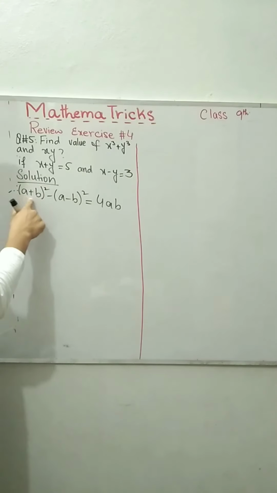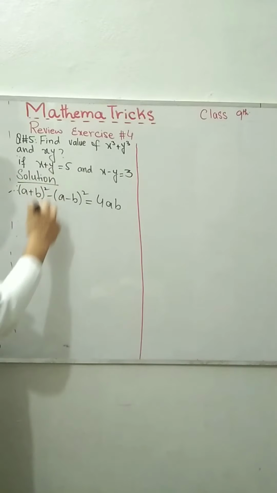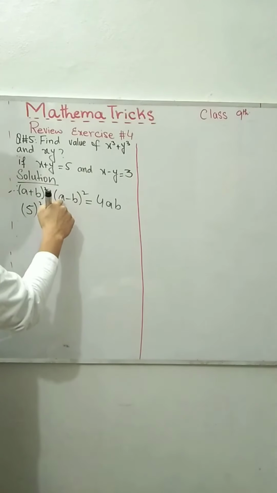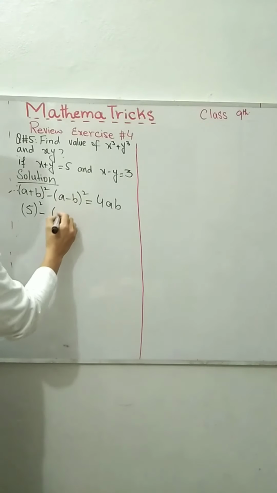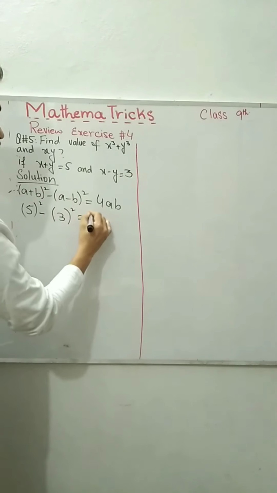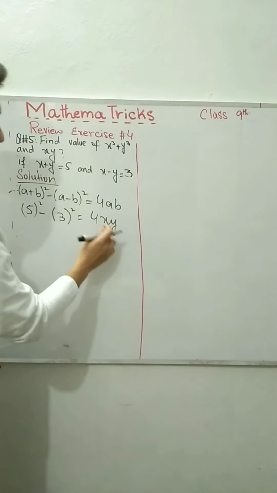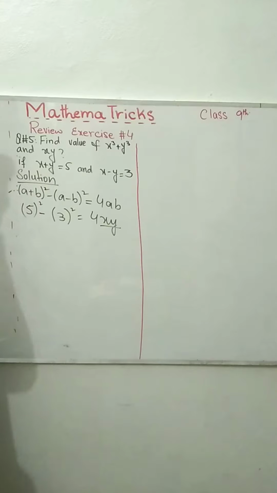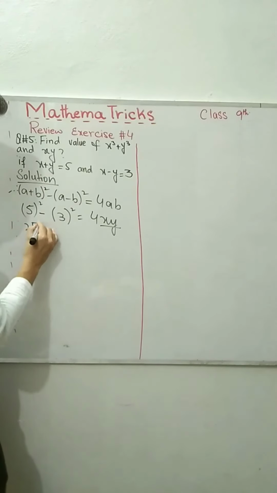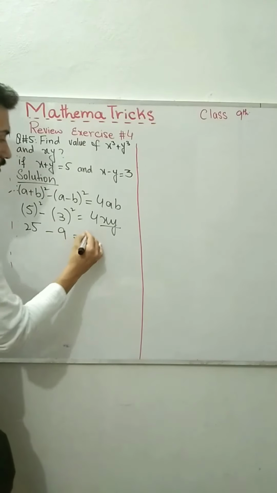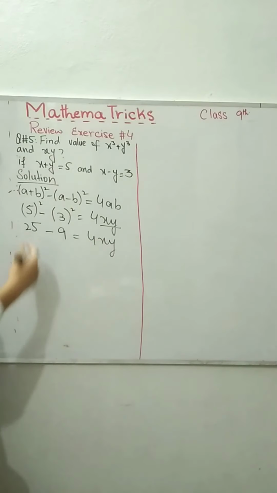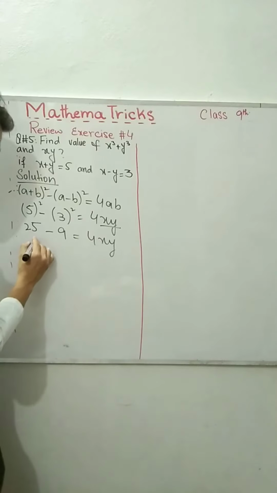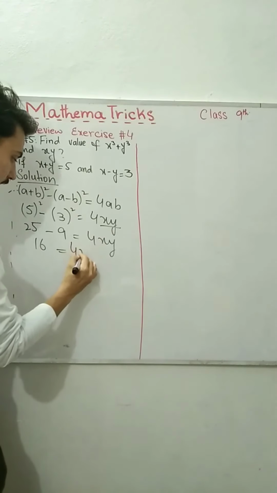Do you have the value of x plus y? Yes, which is 5. So I can put 5 squared minus, do you have x minus y? Yes, 3 squared, is equal to 4xy. This is what we need to find. The square of 5 is 25, as we all know. The square of 3 is 9. 25 minus 9 gives you what? It becomes 16 is equal to 4xy.